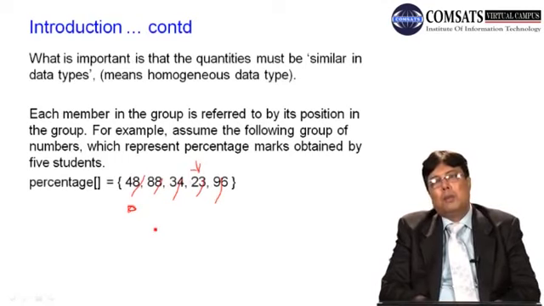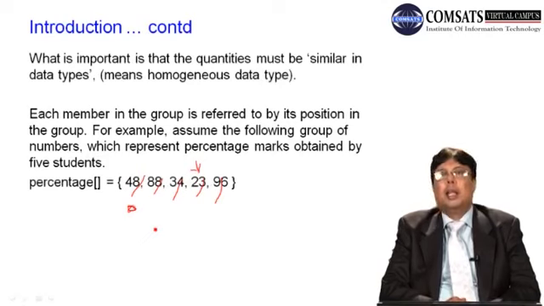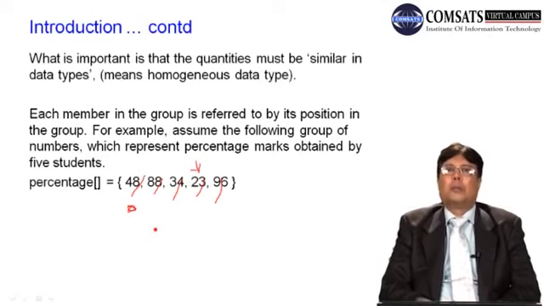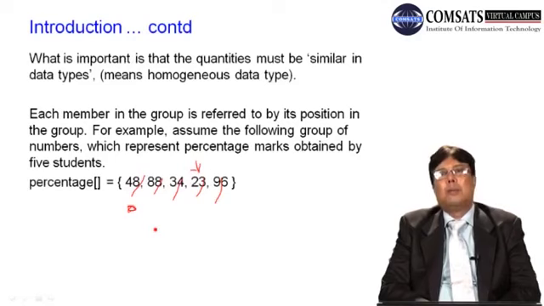So एक नई बात हमें ये पता चली कि हमारे मेंबर्स की जो पोजीशन है, जो सबस्क्रिप्ट है, जो मेंबर्स की पोजीशन को आइडेंटिफाई करता है, that starts from 0. This is the most important point that you should remember कि सी लैंग्वेज में अरे का जो सबस्क्रिप्ट है that starts from 0. Meaning the first element of an array should be with the subscript 0.